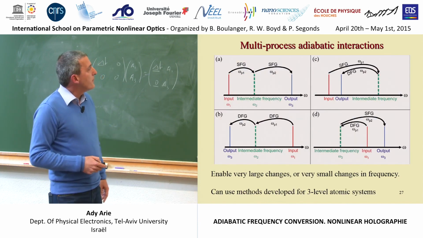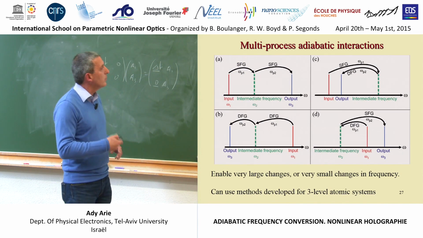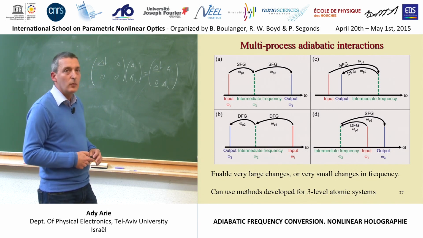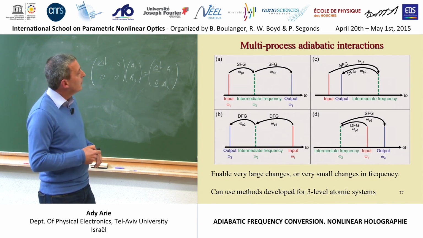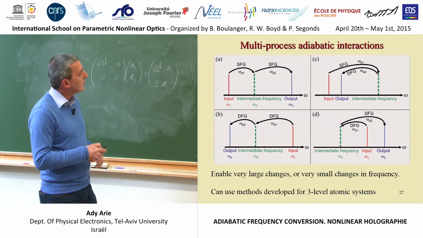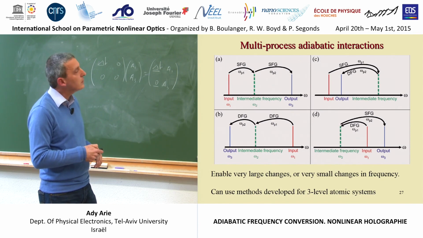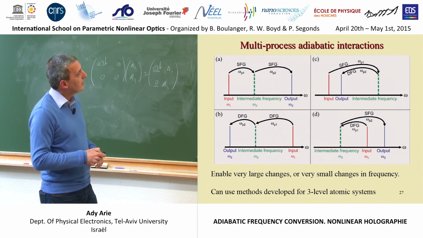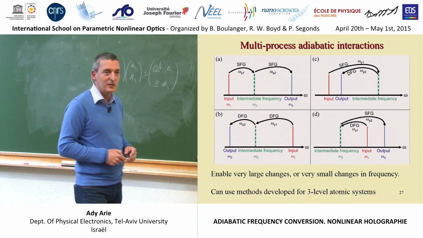OK, so now, so far we discussed only a single process. But let's go one step further, and let's talk about multi-process interactions. So there are, in fact, 4 cases. We can start with some input light at omega 1. Then we can go to some intermediate frequency, omega 2, and then to an output, omega 3. So these are two up conversion processes, or we can do 2 down conversion processes, or we can do up, down, or I can do down, up. Okay, I think these are all the cases.